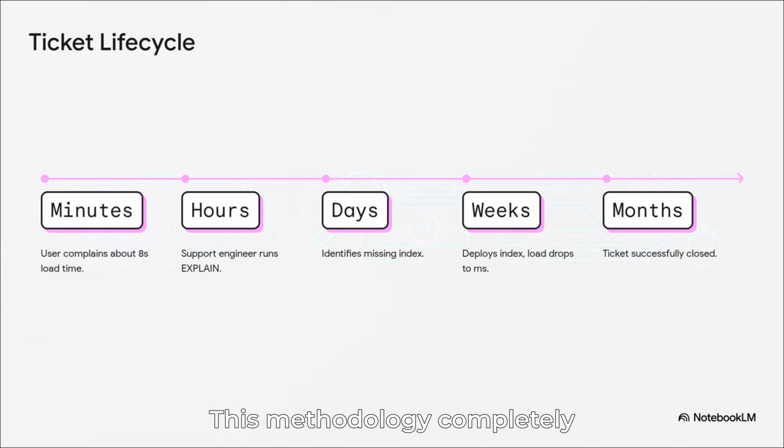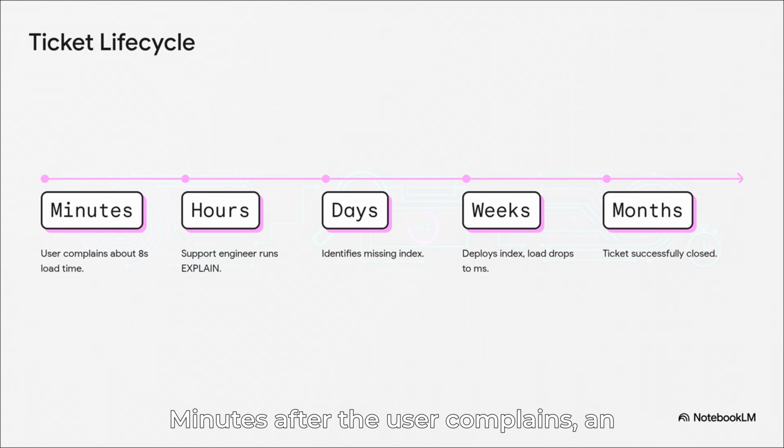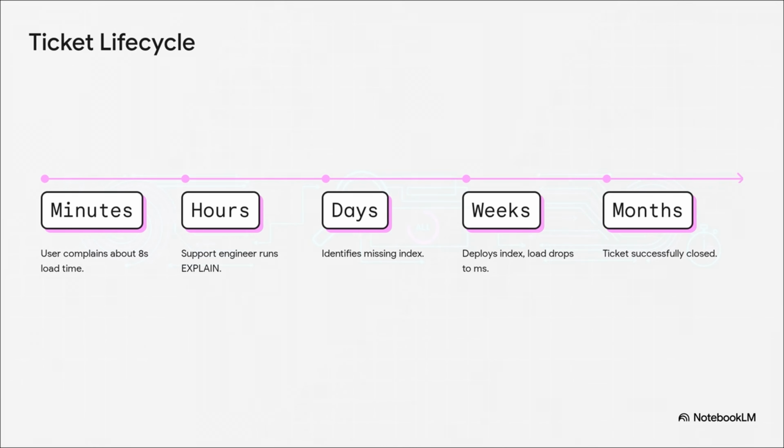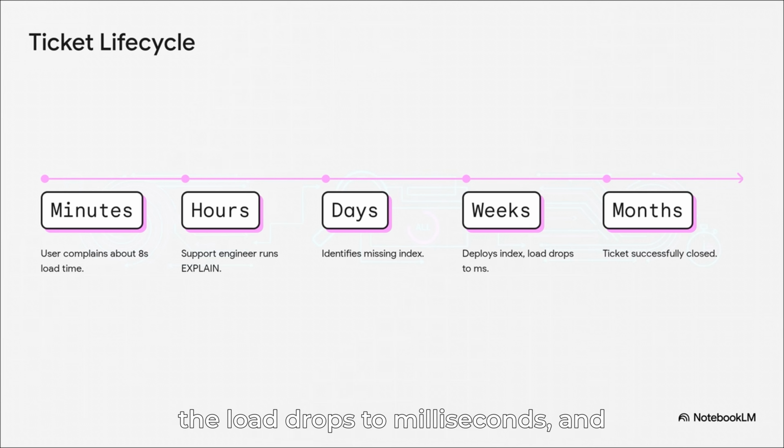This methodology completely transforms the entire lifecycle of an IT ticket. Minutes after the user complains, an empowered support engineer runs explain. Within hours, they've identified that missing user_id and timestamp index. Instead of this dragging out for days or weeks, escalating to a DBA, the fix is deployed, the load drops to milliseconds, and the ticket is successfully closed way ahead of the usual agonizing curve.